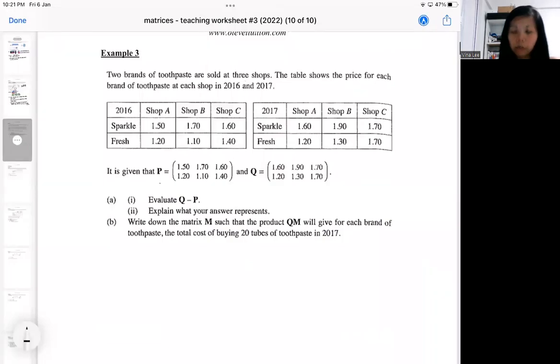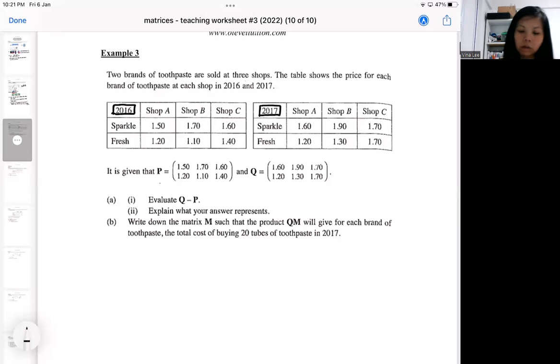Okay, so if you have read through this question, you realize this question, for example 3, looks slightly longer, and there are actually two tables. So always make sure you read the information. In this example, we have two brands of toothpaste, and they are sold in three shops, and they show the price over the 2 years.